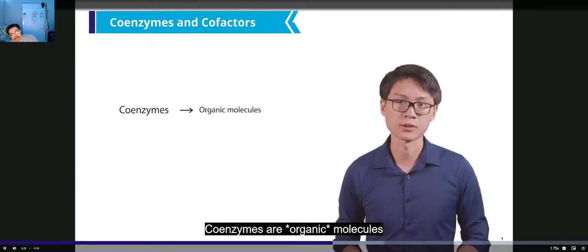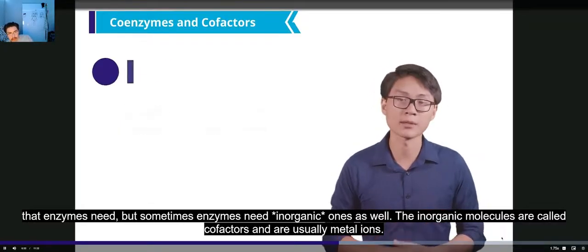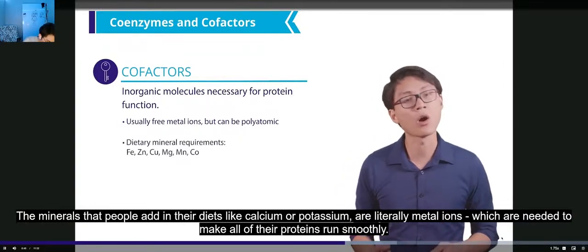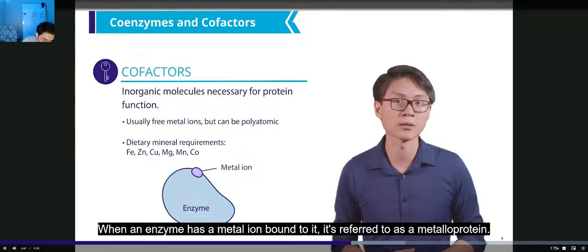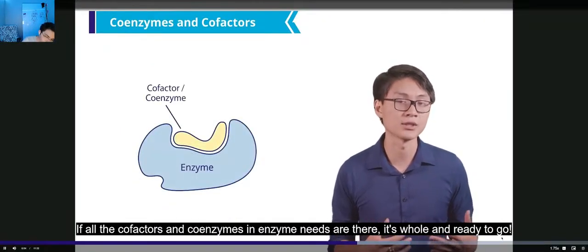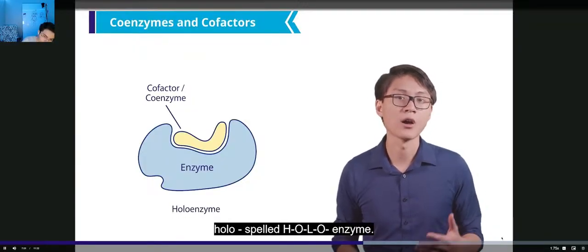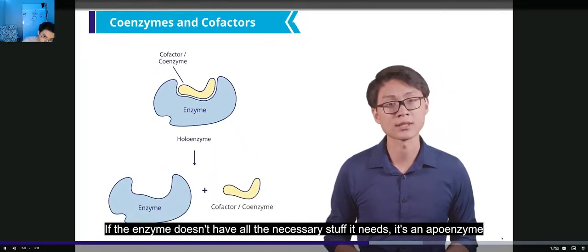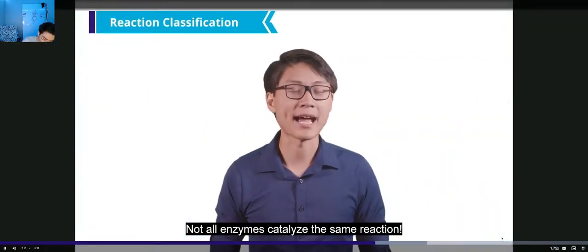Coenzymes are organic molecules that enzymes need, but sometimes enzymes need inorganic ones as well. The inorganic molecules are called cofactors and are usually metal ions. The minerals that people add in their diets, like calcium or potassium, are literally metal ions, which are needed to make all of their proteins run smoothly. When an enzyme has a metal ion bound to it, it's referred to as a metalloprotein. If all the cofactors and coenzymes an enzyme needs are there, it's whole and ready to go. Conveniently, this whole enzyme is called, well, a holo, spelled HOLO, enzyme. If the enzyme doesn't have all the necessary stuff it needs, it's an apoenzyme, and it can't get its job done.